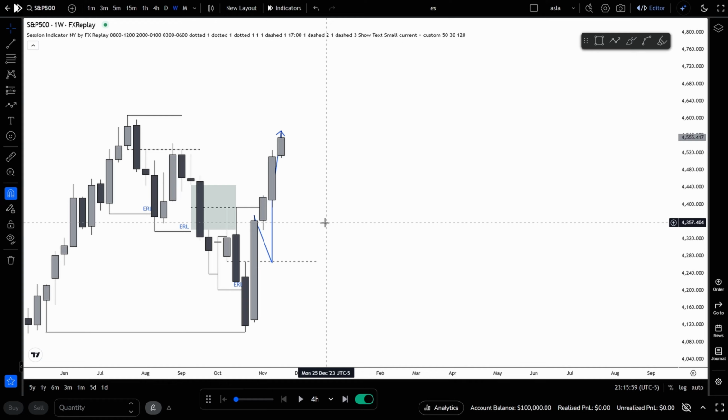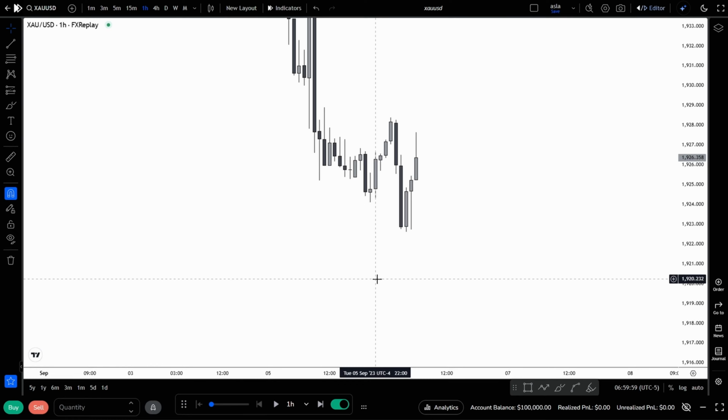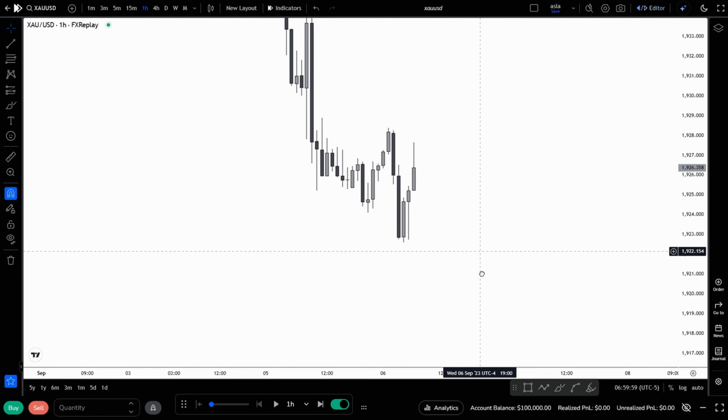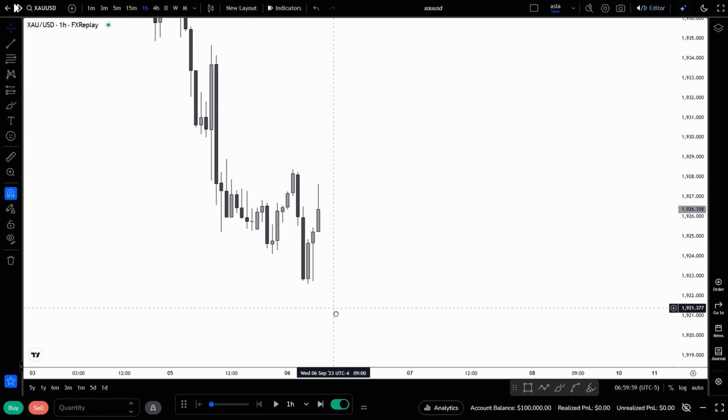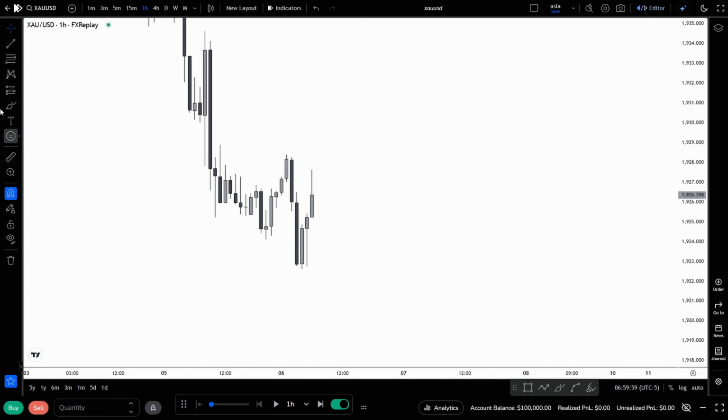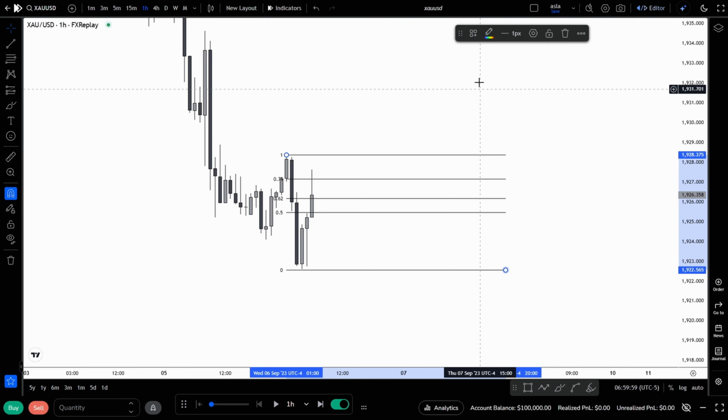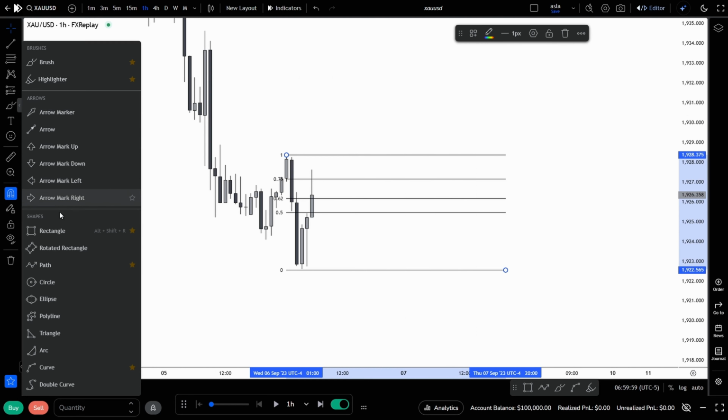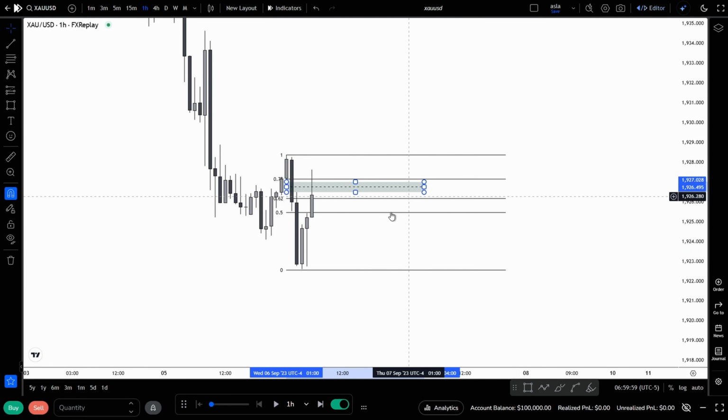Now let's hop into some top-down examples and look at how to use this higher time frame relationship to refine entries on lower time frames. For our first top-down example, we are going to look at gold on the 60-minute chart. If you notice here, we have a fair value gap that price is currently respecting. That fair value gap represents internal range liquidity.